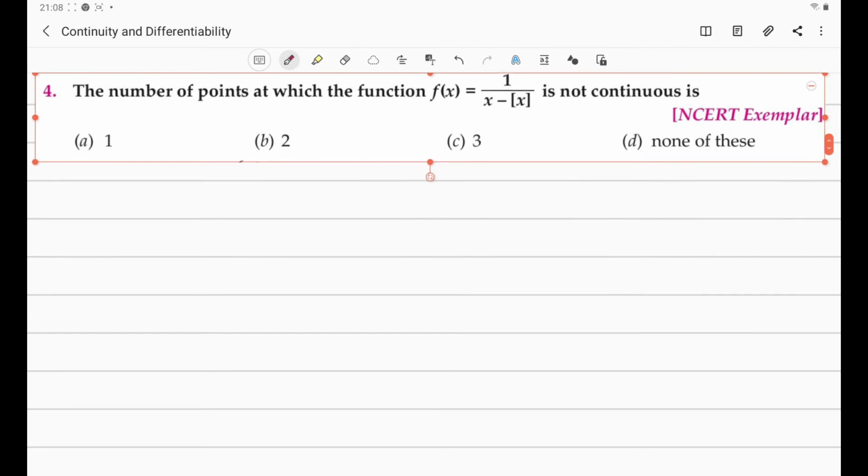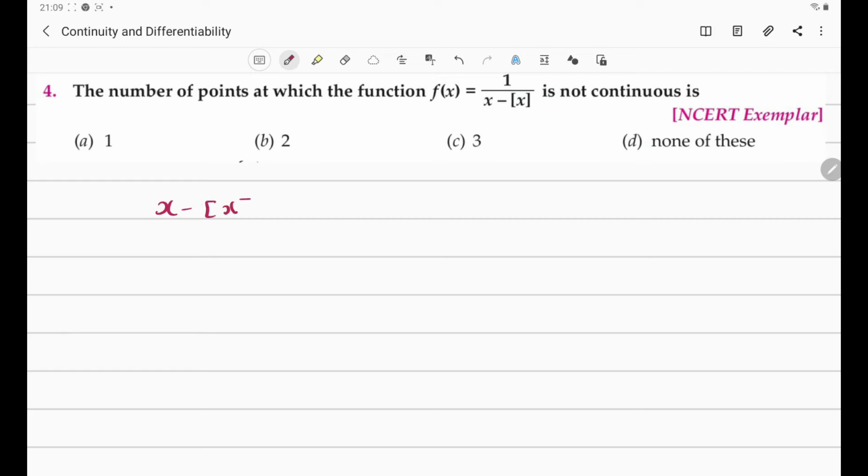Question number 4, the number of points at which the function f of x is equal to 1 by x minus step x is not continuous is. So, the function is not continuous when it is not defined, and we observe that this function is not defined when the denominator is 0, and x minus step x is equal to 0 for all x belongs to z. That means, if x is an integer, then integer minus step of an integer is integer. So, we get 0 when x is an integer.